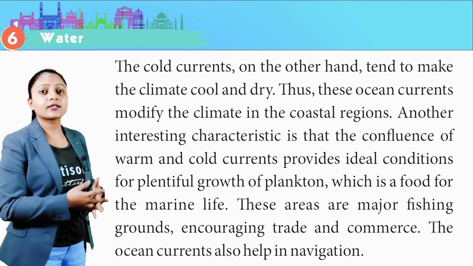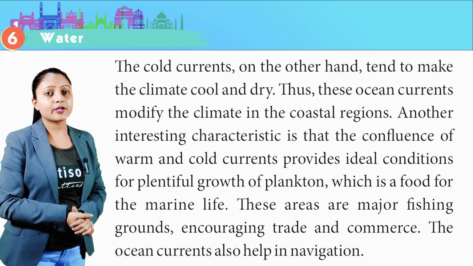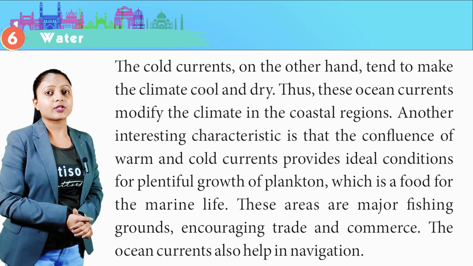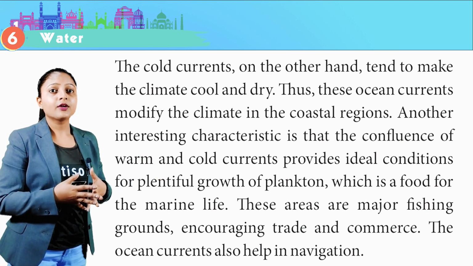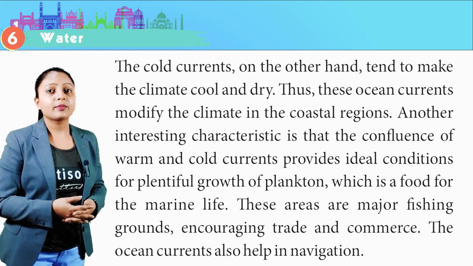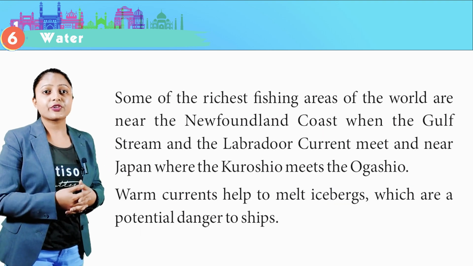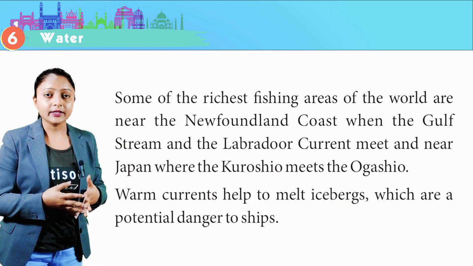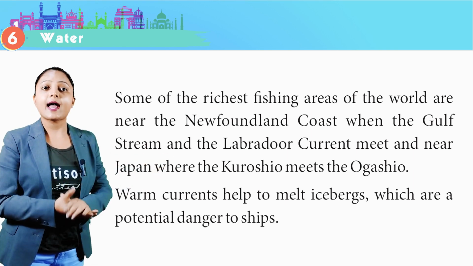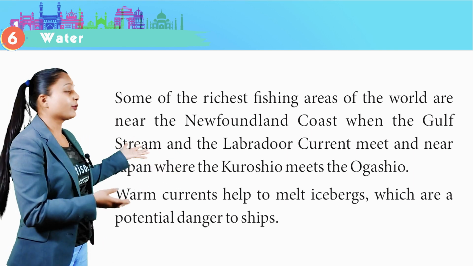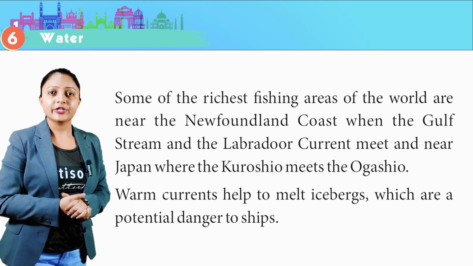Another interesting characteristic is that the confluence of warm and cold currents provides ideal conditions for plentiful growth of planktons, which are food for marine life. These areas are major fishing grounds, encouraging trade and commerce. The ocean currents also help in navigation. Some of the richest fishing areas of the world are near the Newfoundland coast, where the Gulf Stream and the Labrador Current meet, and near Japan, where Kuroshio meets the Oyashio. Warm currents help to melt icebergs, which are a potential danger to ships.